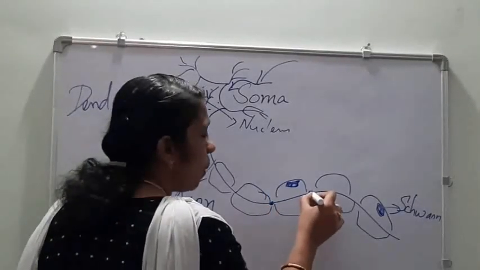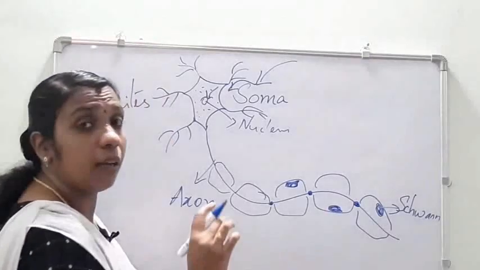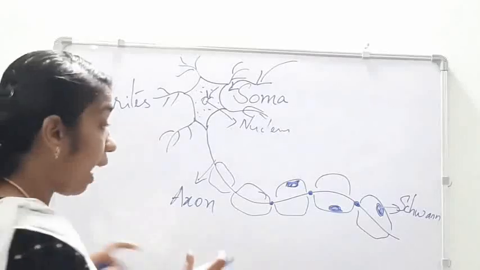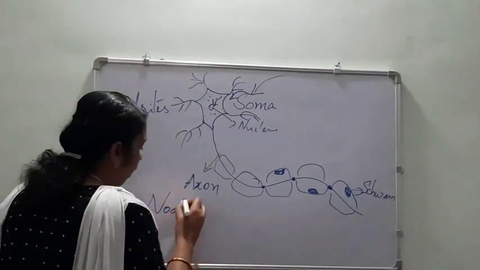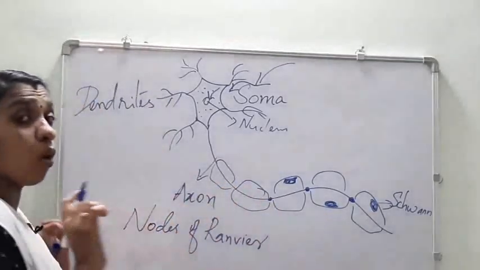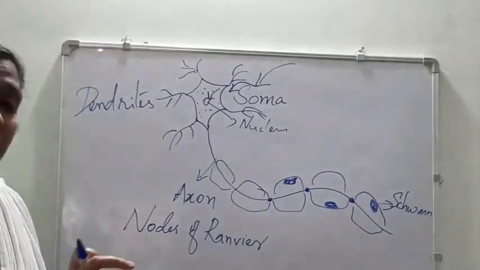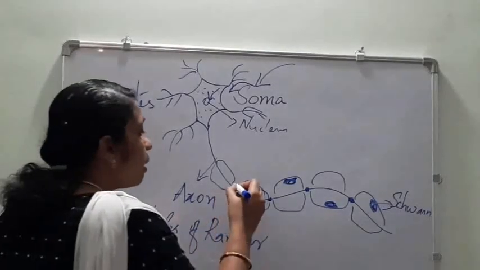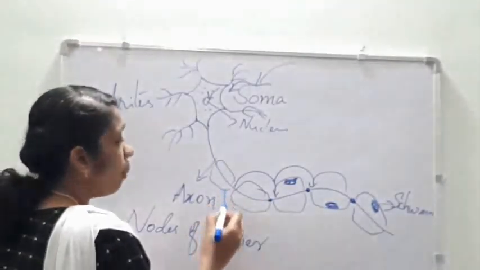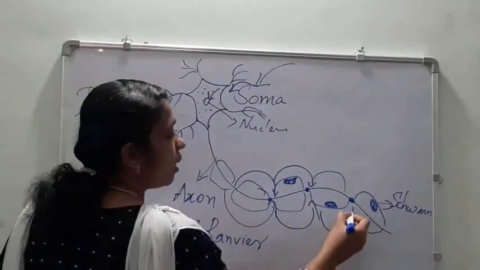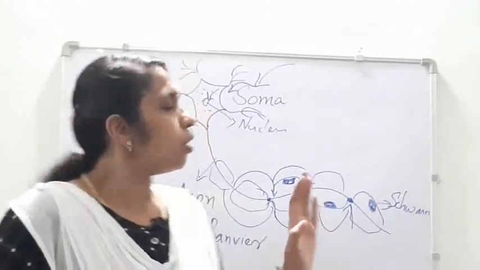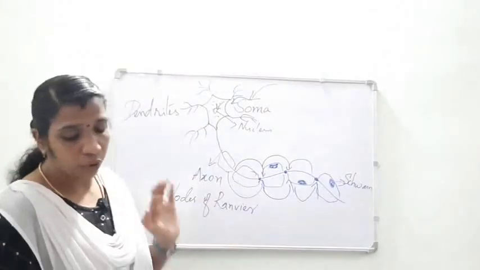In the myelin sheath, there are some spaces, known as nodes of Ranvier. What is the function of these nodes? These nodes help in the easy propagation of impulses. As the nodes are there, through the myelin sheath, the impulses are transferred easily to the other nerve or to the muscle. This is the basic structure of a neuron.